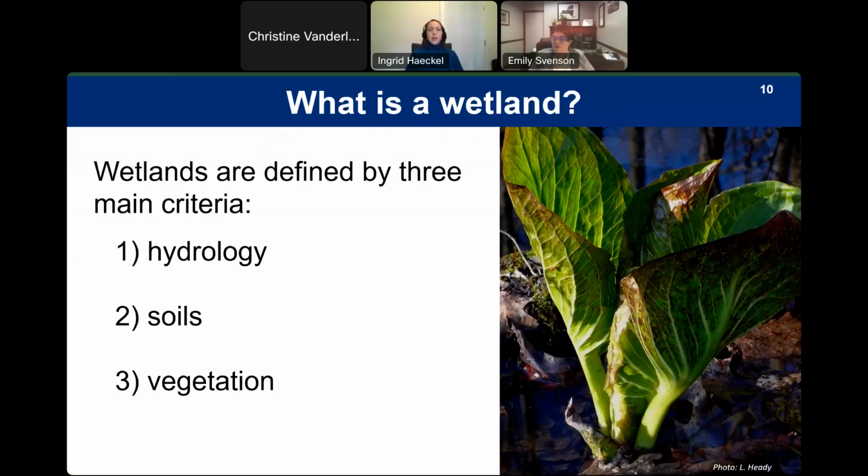So moving on, wetlands have three main characteristics in common. Those are hydrology, soils, and vegetation. Water is present at or near the ground surface for a sufficient time during the growing season in a wetland to result in the development of hydric soil conditions and vegetation adapted to growing in saturated soils like the skunk cabbage shown here.